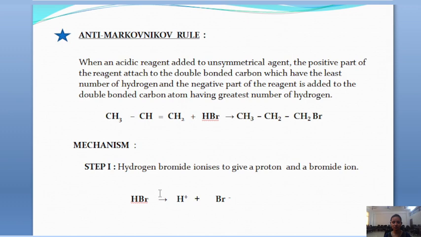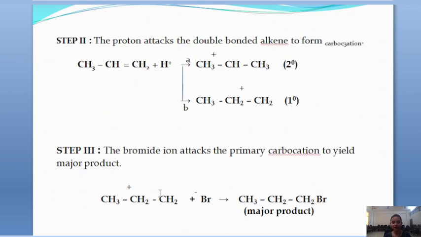First we react it with the hydrogen, that is our proton, the positive part of the acidic reagent. And when it attacks there are two possibilities, right? In Markovnikov's also there are two possibilities. So till here everything is the same, but after step 2 we have to apply our rules. When we apply Markovnikov's rule, we choose the secondary carbocation, right? Because in the secondary carbocation the positive part attacks the double bonded carbon of the alkene which has the highest number of hydrogens. So in Markovnikov's rule we choose the secondary carbocation.